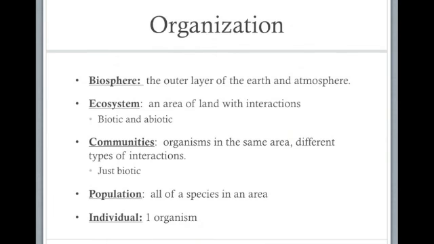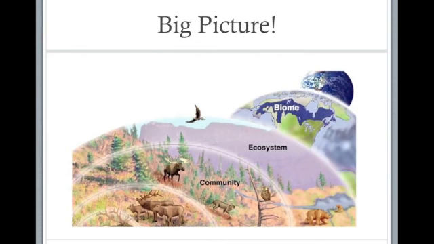And then the next level is just the individual. It's just one organism. So as you go from individual up to biosphere, you're getting bigger and bigger, and vice versa. So that is how the environment is organized into layers. And it's very important because there are different interactions and different methods of studying each type. So if you look at the big picture, you can see how they grow and grow and grow from the individual up through to the biosphere.